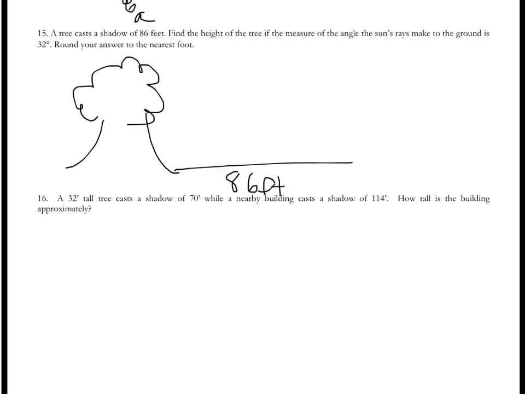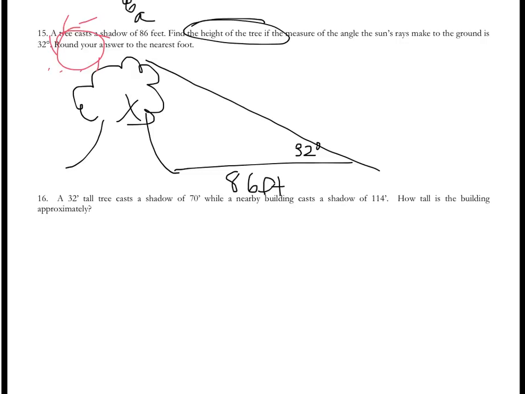Okay, so here comes the sun. I wish I had more colors. I got red. That's all I got. Here's my sun. It casts a shadow all the way out here that is 32 degrees. Okay, and I'm trying to find the height of the tree, so let's label this X.